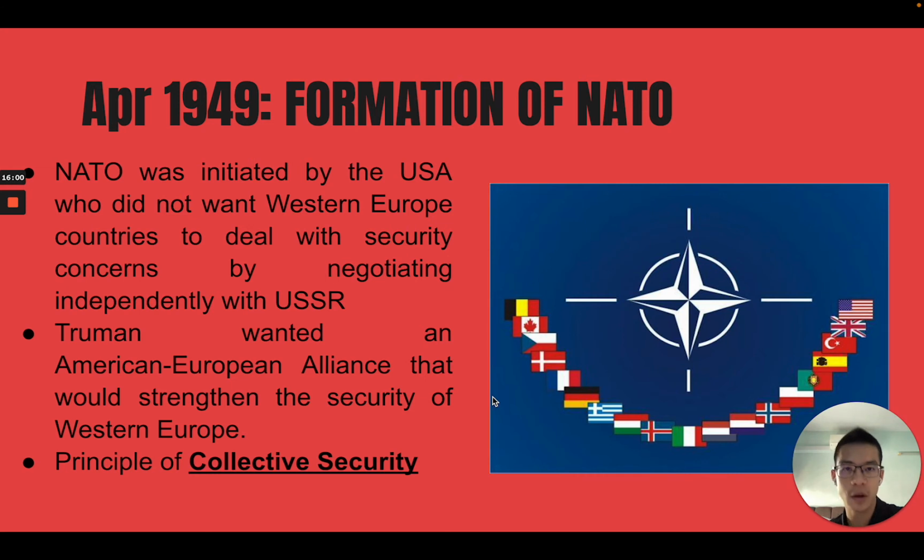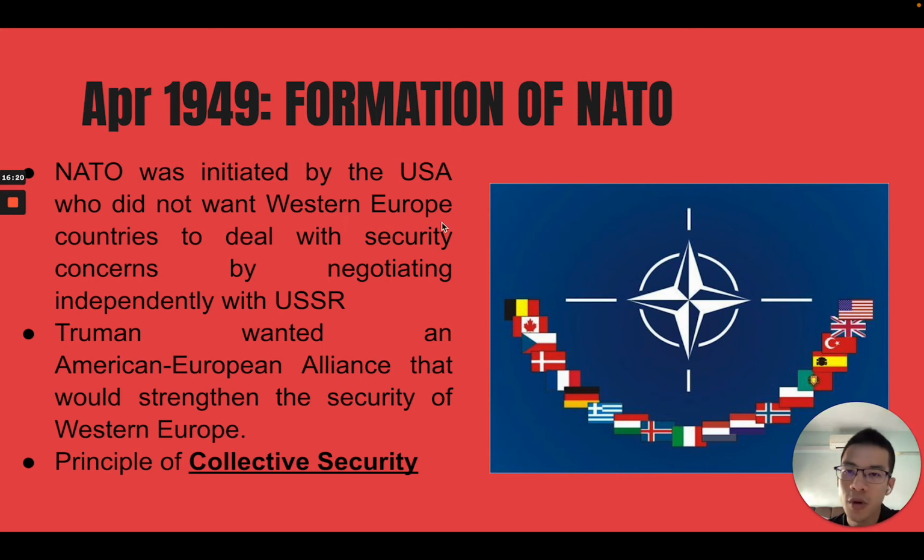So let's first look at NATO. So this is a picture of the NATO symbol, and these are the various countries that comprise NATO. You will notice that most of them are the European countries. For example, this is Germany, this is France. Okay, but there are some countries which are outside of Europe per se. So, for example, Canada or America.